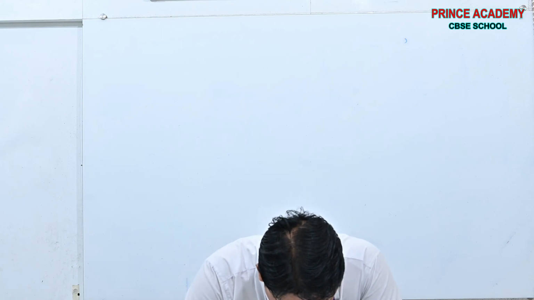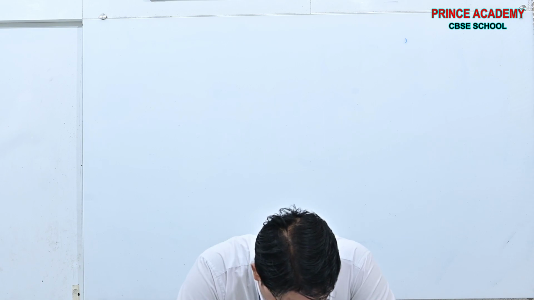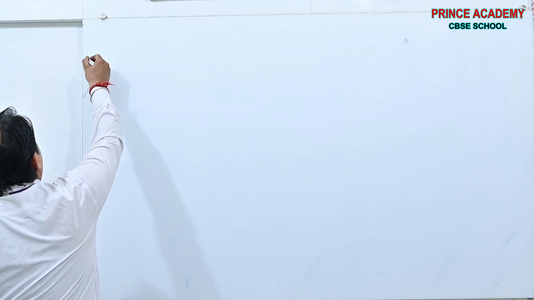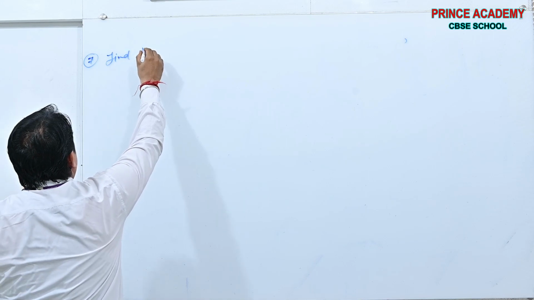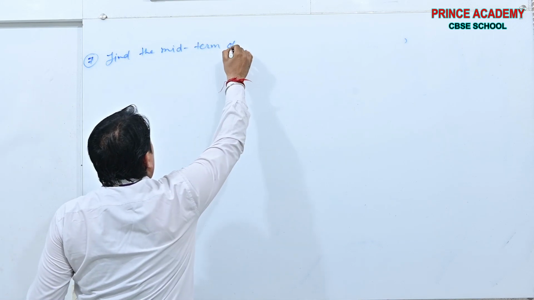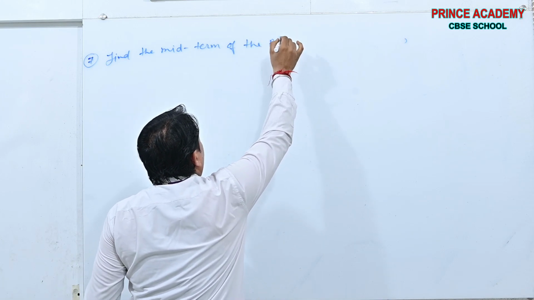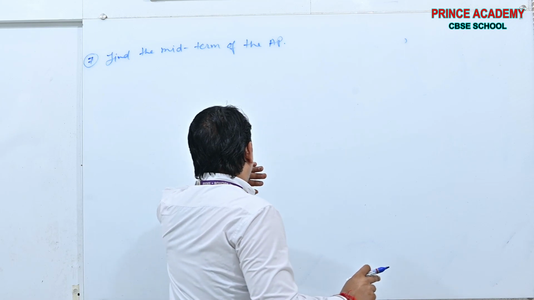Find the middle term of the sequence formed by all 3-digit numbers which leave a remainder 3 when divided by 4. Question is so good, beta. What is the number? Number 7. Find the middle term of the AP.